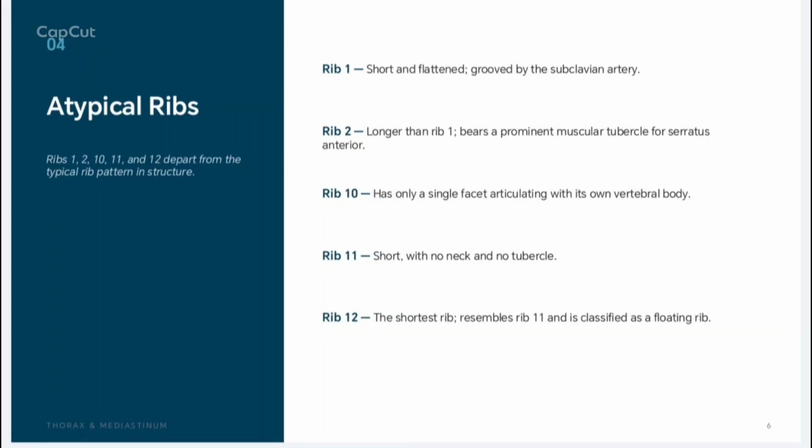Rib 12 is the shortest of all, resembling rib 11 and classified as a floating rib. Recognizing these variations is essential for identifying specific ribs on an X-ray or during surgical procedures in the thoracic cavity.